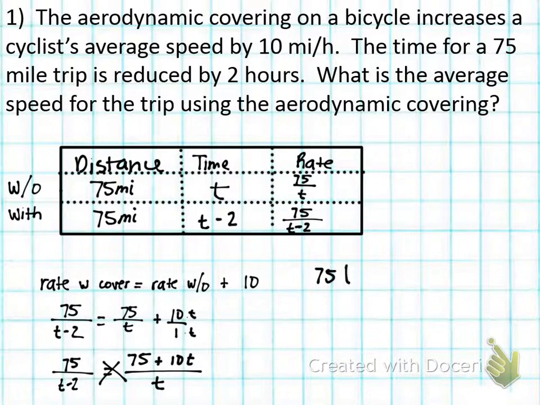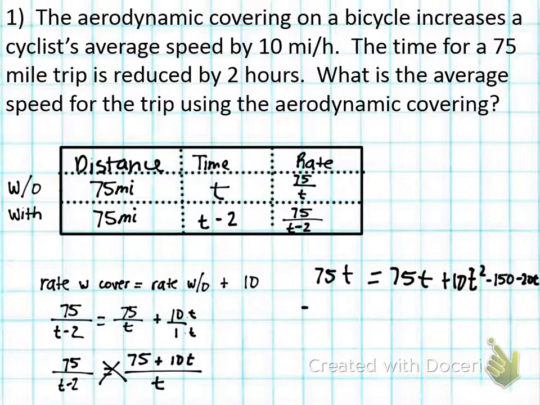We got 75 times t is 75t. T times 75 is 75t. T times 10t is positive 10t squared. And then negative 2 times 75 is negative 150. And then negative 2 times positive 10t is negative 20t. Okay? Now I'm going to combine like terms.